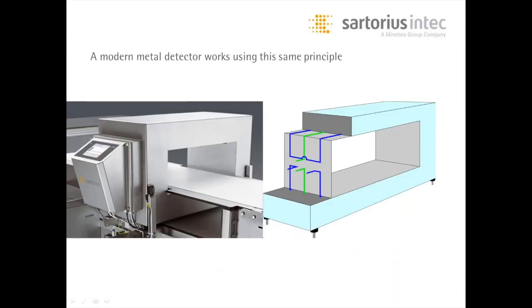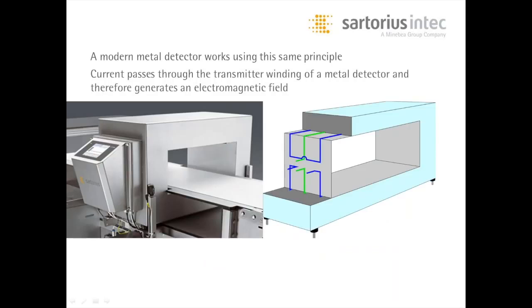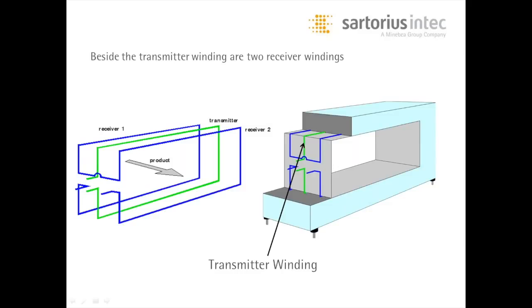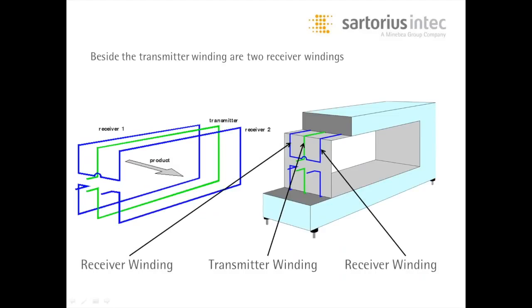A modern metal detector works using the same principle. When current passes through the transmitter winding of the metal detector, it generates an electromagnetic field. You can see here on these two images, the green wire is the transmitter winding and the blue wires are the receiver windings. Current gets passed through the transmitter winding, generates the electromagnetic field, and it is picked up and monitored by the receiver windings.